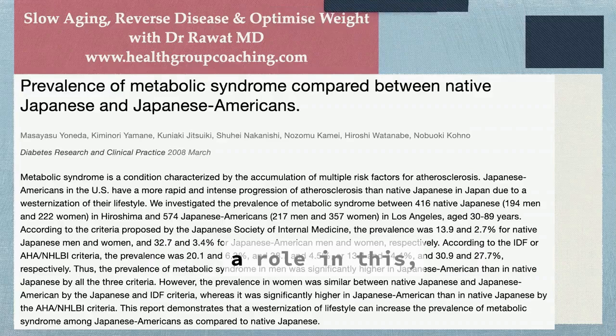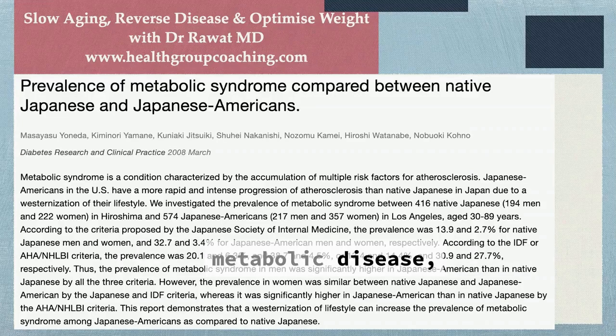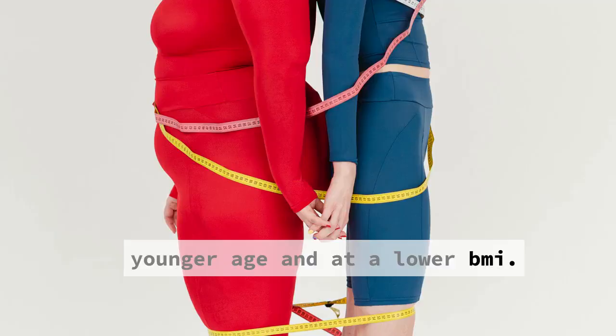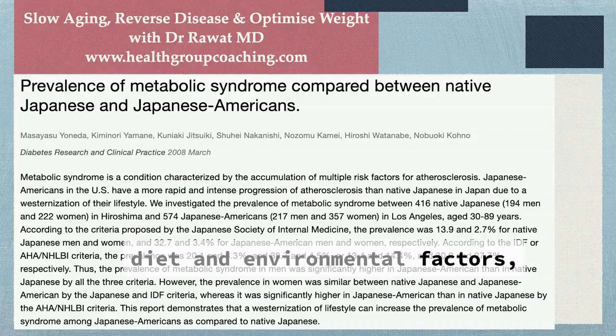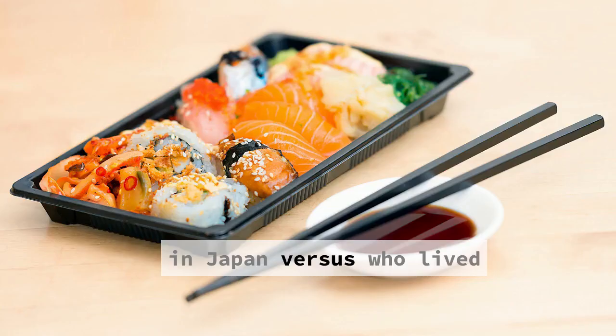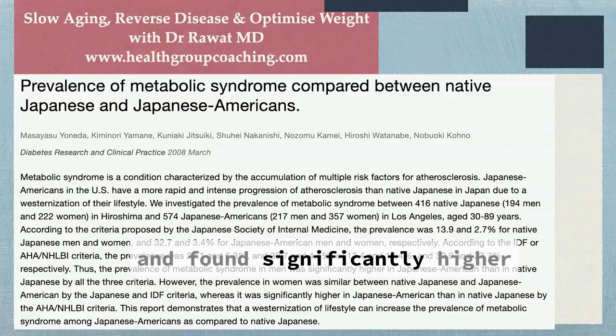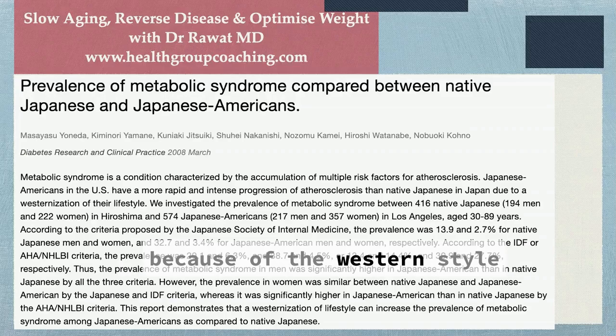So while genetics does play a role in this, and it can make a person more susceptible to developing cardiometabolic disease, and this would happen at a younger age and at a lower BMI, the primary factor, however, is your lifestyle, diet, and environmental factors, which you can change. As an example, this study of Japanese ethnicity clients compared those who lived in Japan versus those who lived in North America, and found significantly higher rates of metabolic syndrome in those Japanese ethnicity clients who were living in North America because of the Western style diet relative to the Eastern style diet that those who were still back in Japan were having.